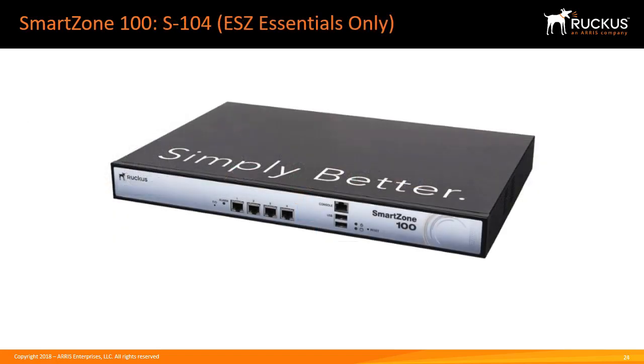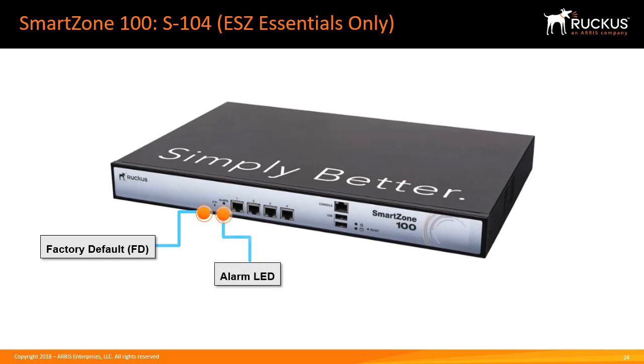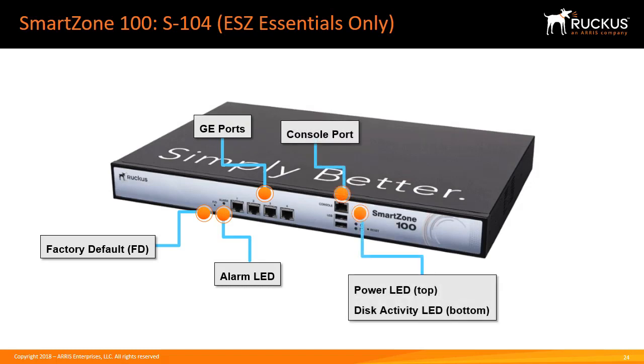The first variant of the SmartZone 100 is the SZ-104. The front chassis of the SZ-104 contains a factory default pinhole, alarm LED, 4 gigabit Ethernet ports, the console port, and power and activity LED lights.